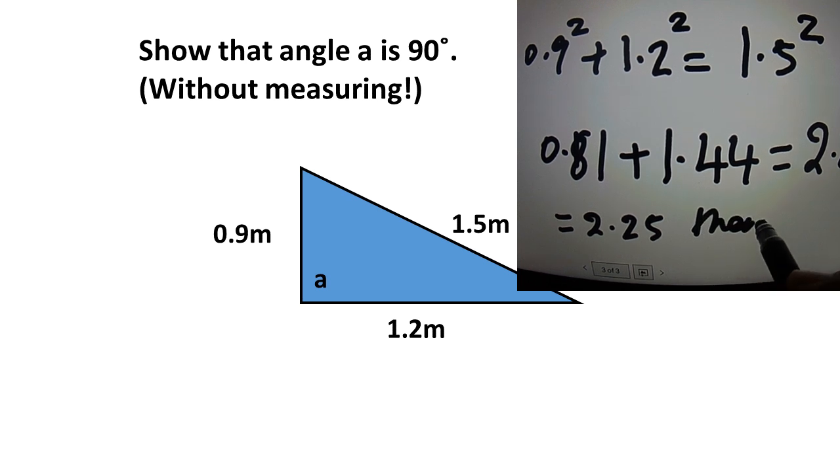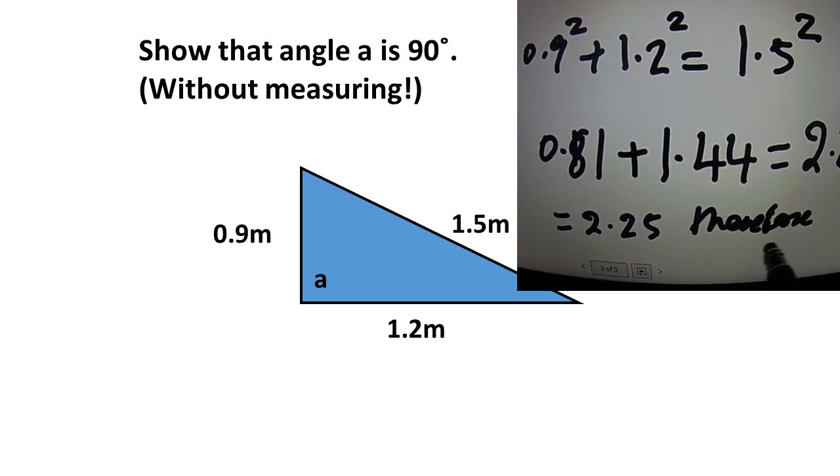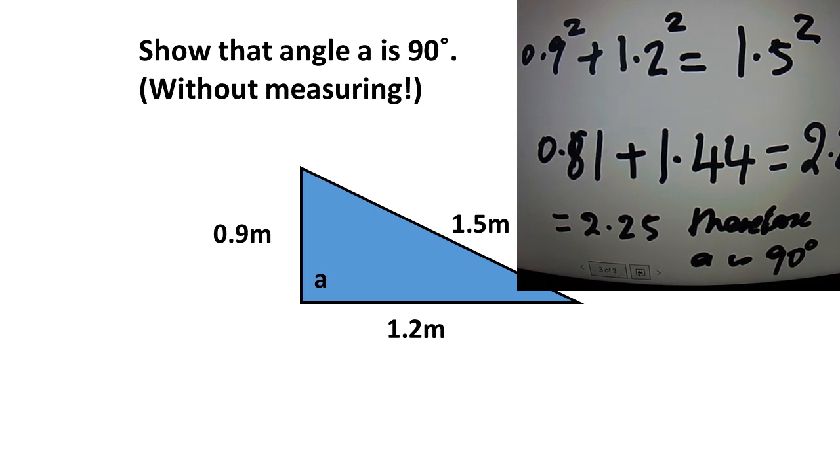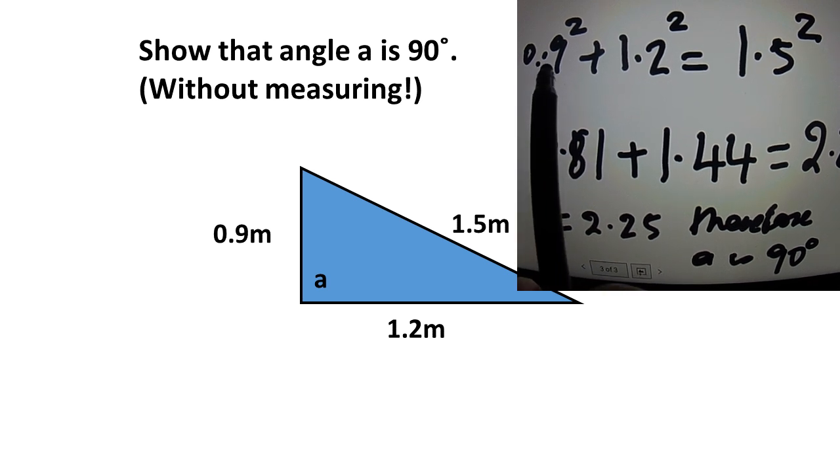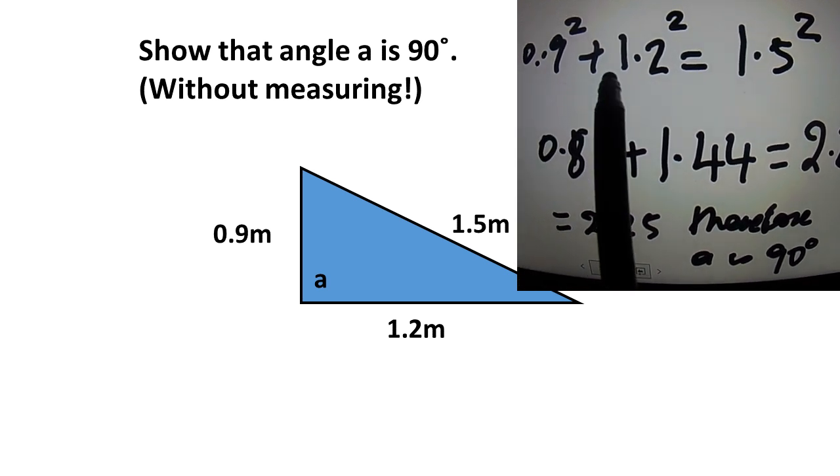Therefore, angle A is 90 degrees. Okay, so basically we have proved by squaring 0.9 plus 1.2 squared, adding them together, your answer gives you 2.25, and when I square 1.5 I get 2.25, so therefore that proves that it is a right angle without measuring the angle.